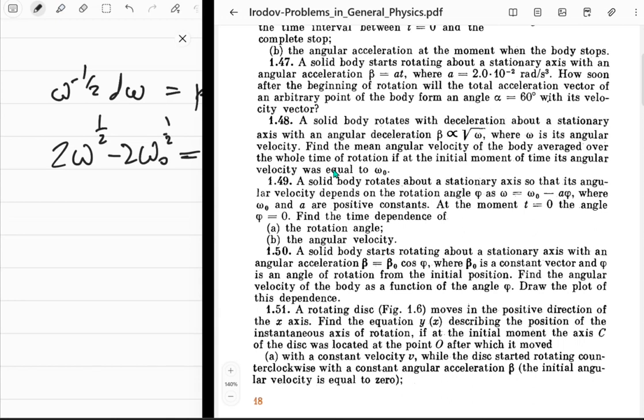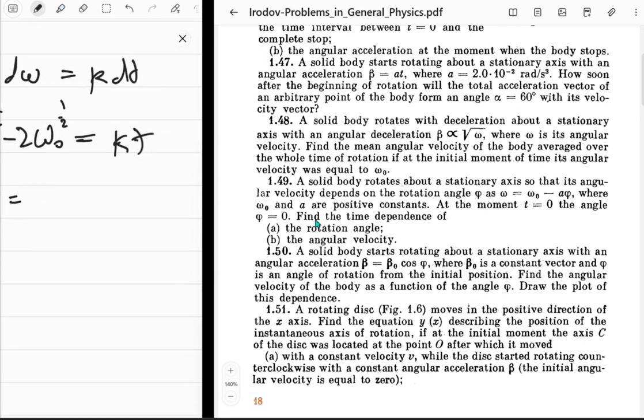Mean angular velocity. So that would be the complete theta upon time, right? So 2 square root of omega is equal to 2 square root of omega naught plus kt. And then you can square this and get d theta upon dt, and then integrating that you will get theta. That's a very big way to do that. I don't want that. Something better than that.